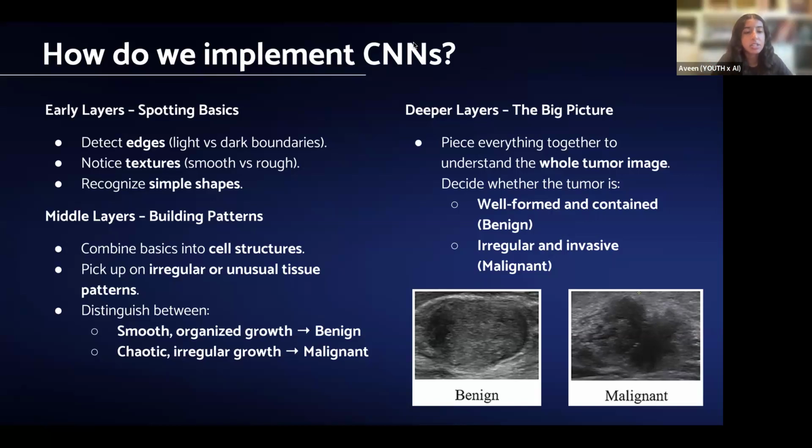In the middle layers, it's going to be building patterns, combining basics into cell structures. It's picking up on unusual tissue patterns, distinguishing between smoother and organized growth, which is a benign tumor, while chaotic and irregular growth is a malignant one. Then in the deeper layers, it's going to be looking at the whole bigger picture. It's piecing everything together to understand the whole tumor image, and it's going to decide whether it's benign if it's well formed and contained, or if it's malignant if it's irregular or invasive.